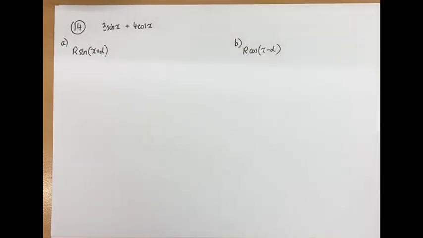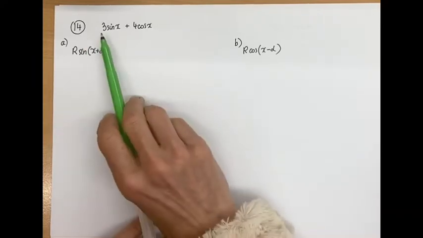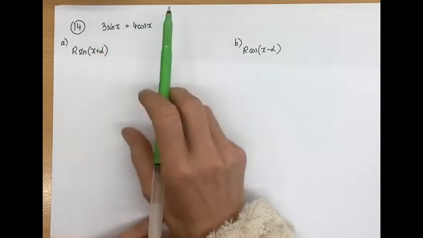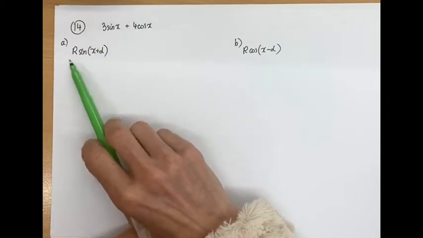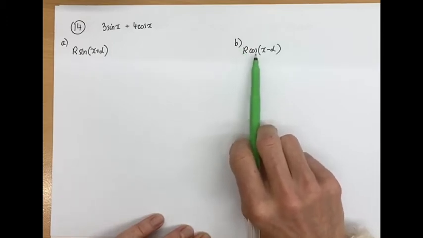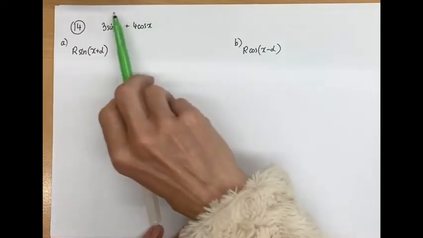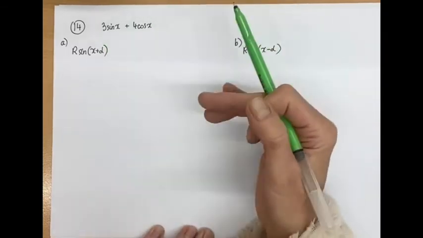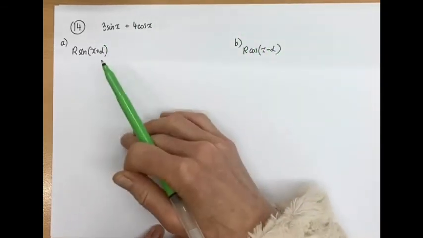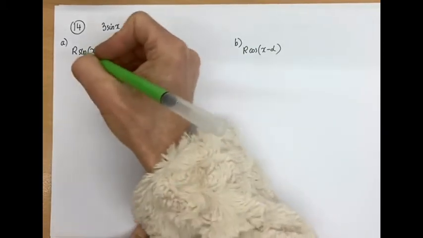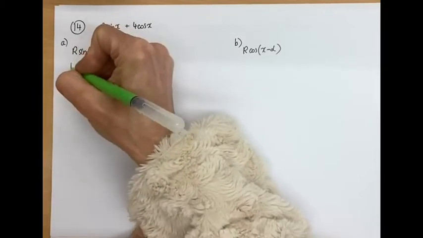Okay, so example 14, you are asked to show that you can express 3 sine x plus 4 cos x in the form r sine of x plus alpha, where alpha is an acute angle and r is positive. And for part B, you can also express it in terms of cos, r cos of x minus alpha. So the sum of sines and cosines can be represented by a single sine or single cos that's simply shifted, stretched, transformed. The first thing you need to do is to rewrite this using the addition formula.